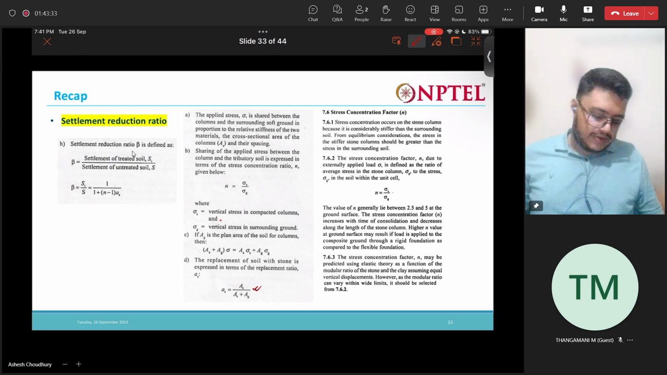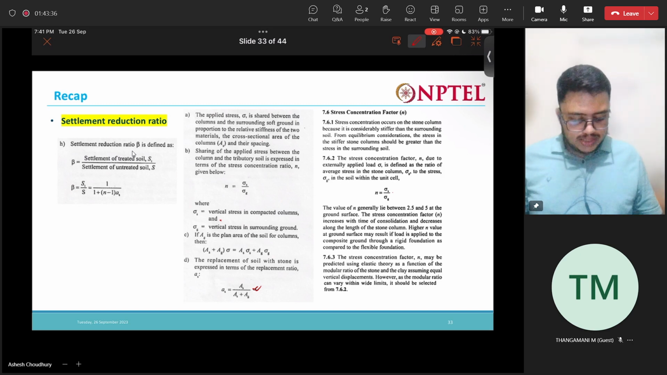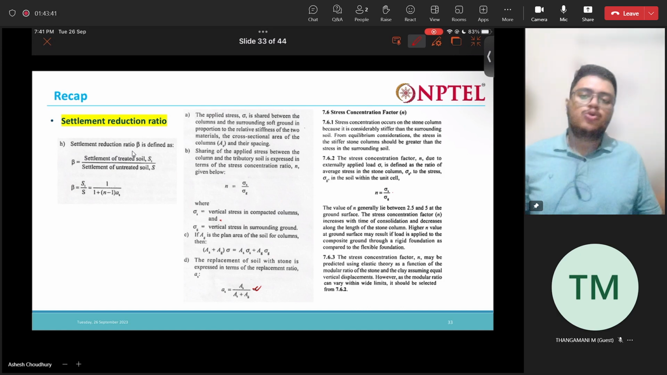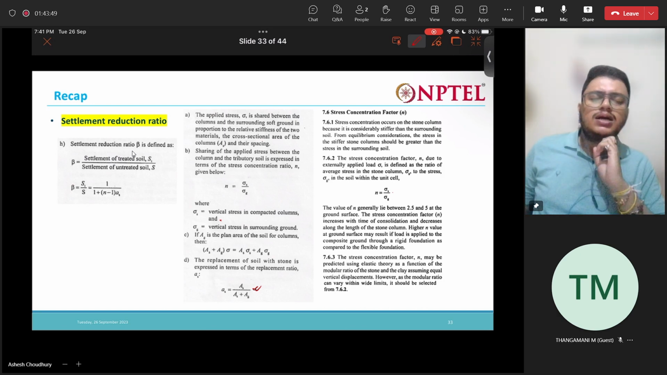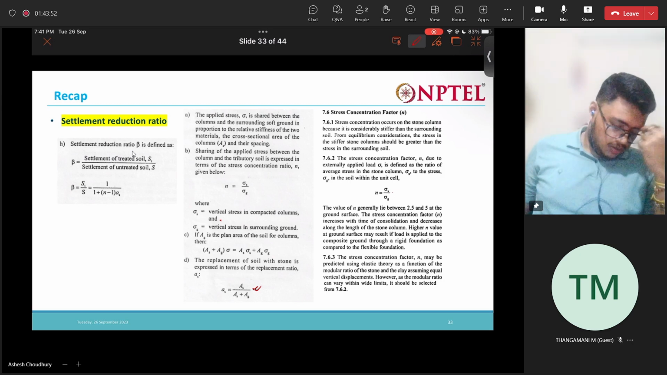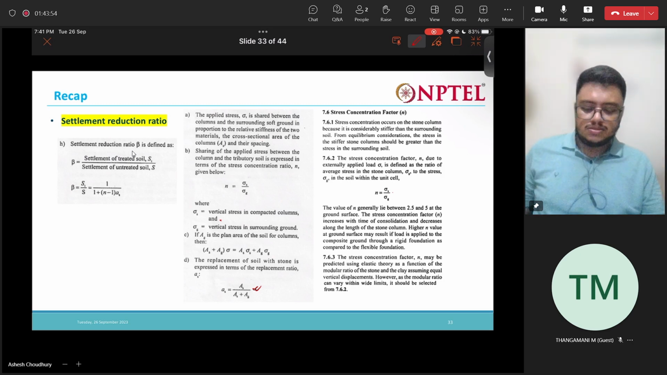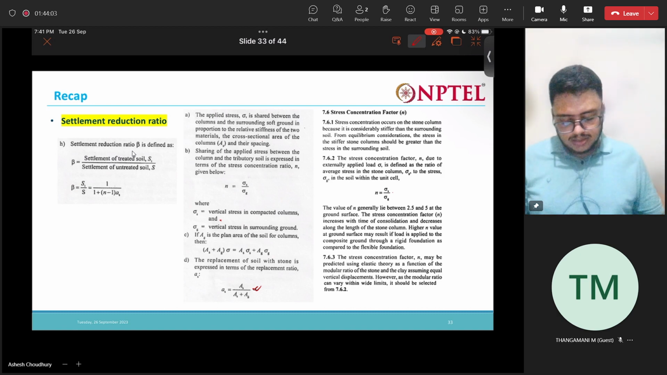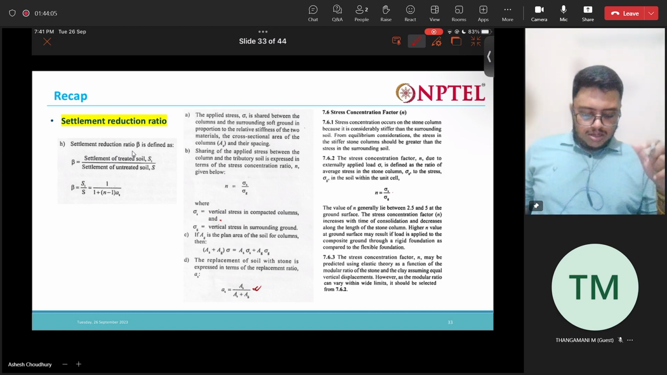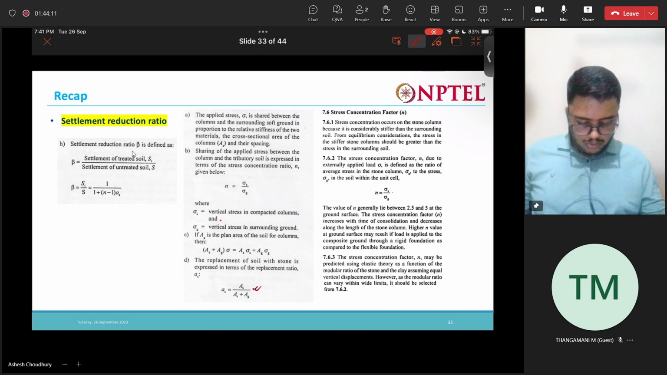So stress concentration factor may be predicted using the elastic theory as a function of the modular ratio of the stone column to the clay, assuming equal vertical distance. So modular ratio, what was the modular ratio? It means nothing but the ratio of the elastic modulus, I think. We studied this in the basic solid mechanics class, if you recall modular ratio. So this stress concentration factor can also be predicted using this modular ratio.